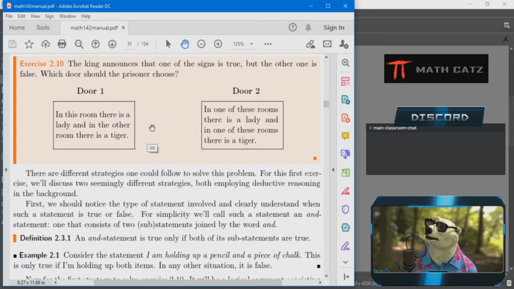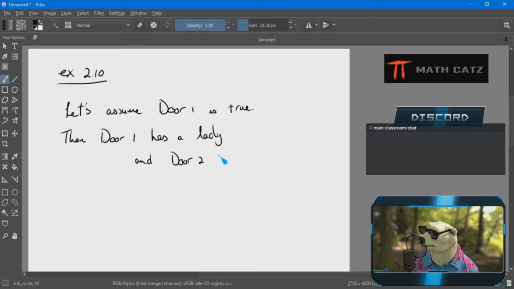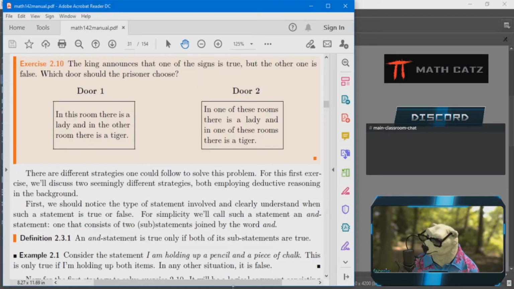Now I have to be super aware of what these doors are saying. Door one says, in this room there is a lady, and in the other room there is a tiger. Okay, so now if I assume that door is true, again, I don't know for sure. I just want to have a starting point and see where that leads me. Then what door one is saying is now true for our immediate purposes, and see where that thread takes us. In this room there's a lady, and in the other room there's a tiger. So then, under this assumption, room one has a lady, and behind door two, you know what I mean, has a tiger, right? That's exactly what the door is saying. Is everyone with me so far?